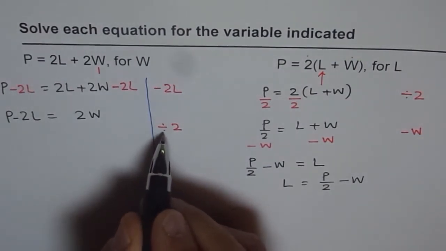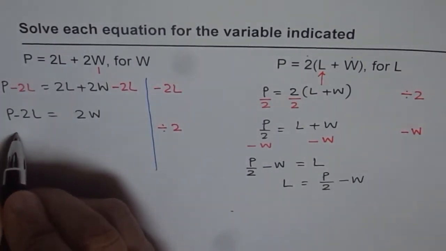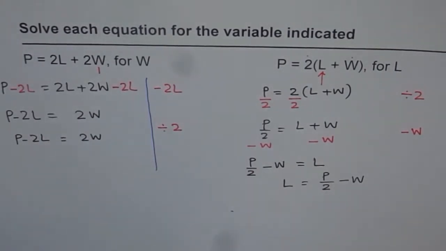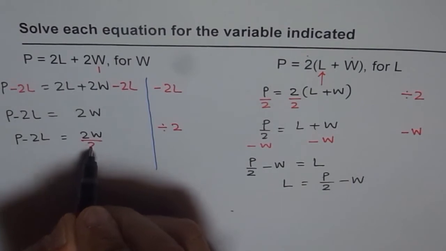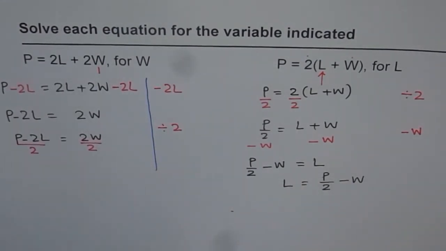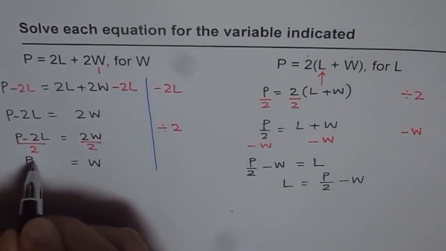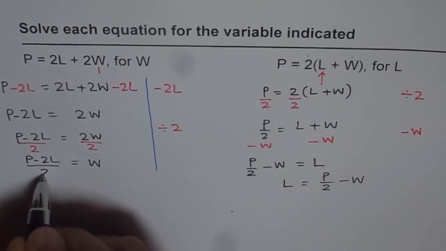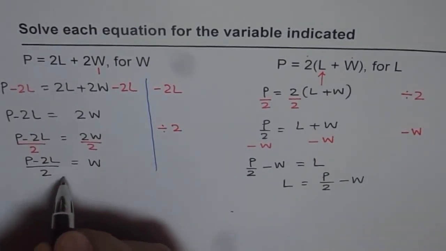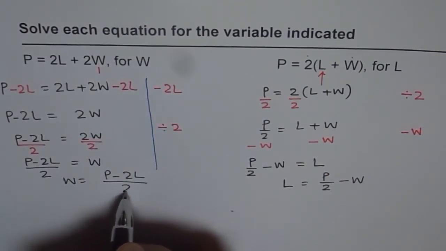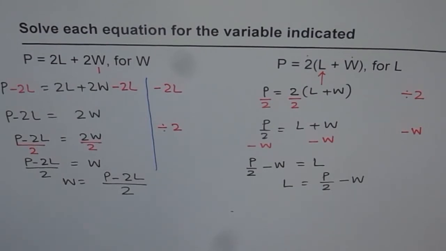Now we'll divide by 2 on both the sides. So we can write like this. P minus 2L equals 2W divided by 2. So we'll divide by 2 here and we'll divide by 2 here. Correct? So once we divide, this 2 and 2 will cancel out. So we get width W equals (P minus 2L) over 2, right? And we can write this as W equals (P minus 2L) divided by 2. So that's how we can get this formula, right?